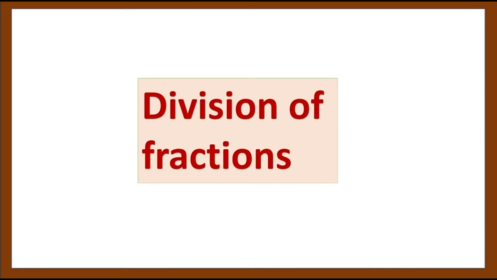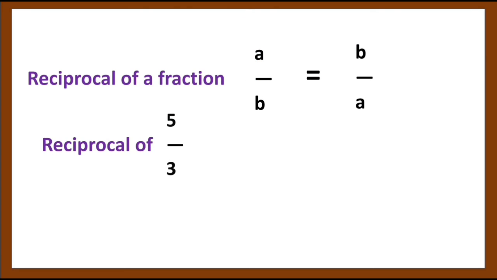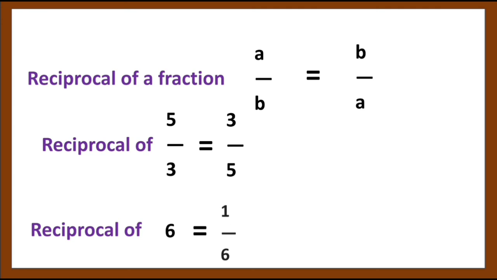Now we will see division of fractions. First see the reciprocal of a fraction a by b. The reciprocal of any fraction is nothing but the fraction which is obtained by interchanging numerator and denominator. That means denominator becomes numerator and numerator becomes denominator. The reciprocal of the fraction a by b is b by a. Similarly, the reciprocal of 5 by 3 is 3 by 5. For the reciprocal of 6, 6 can be written as 6 by 1, and the reciprocal is 1 by 6.